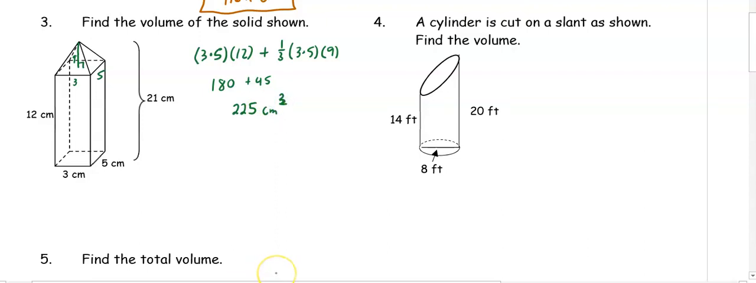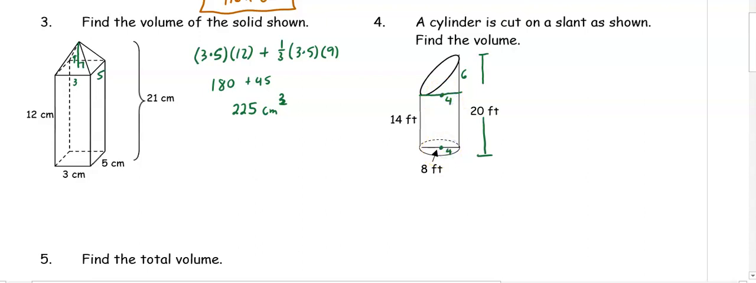In number 4, we have a cylinder that is cut on a slant. So what we're actually going to do is split this into two. We know that the whole height is 20, which means the height of this half cylinder is going to be 6 because the height to the flat part of the cut is 14. So 20 minus 14 got us 6. We know that the diameter of it is 8, so it has a radius of 4.